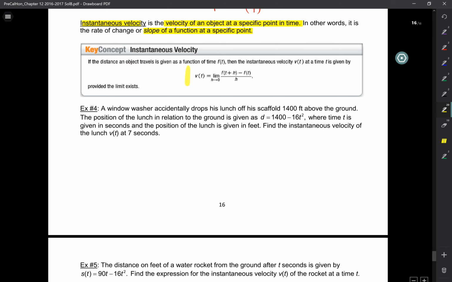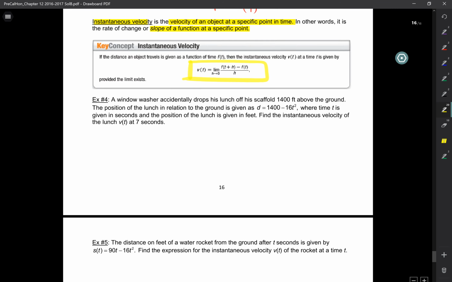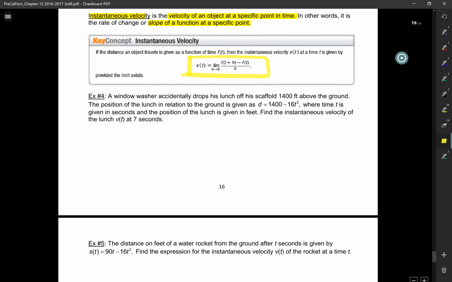So instantaneous velocity then is the limit as h approaches 0 of f of t plus h minus f of t over h. F of x plus h minus f of x over h. Okay. This poor guy, window washer, drops his lunch off his scaffold. I would cry. So the scaffold is 1,400 feet above the ground.